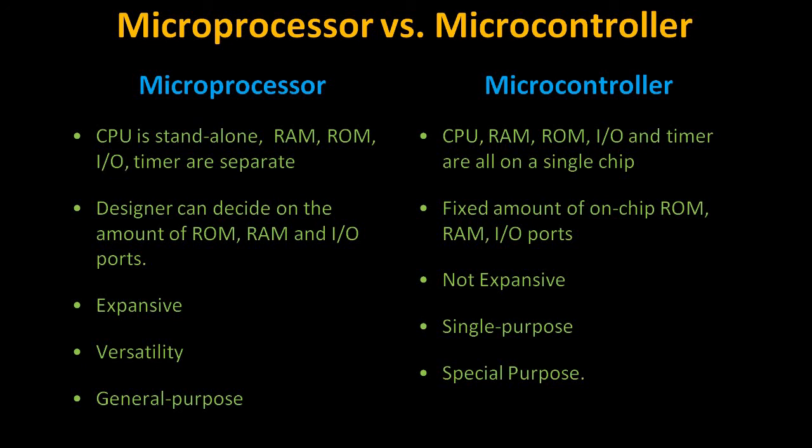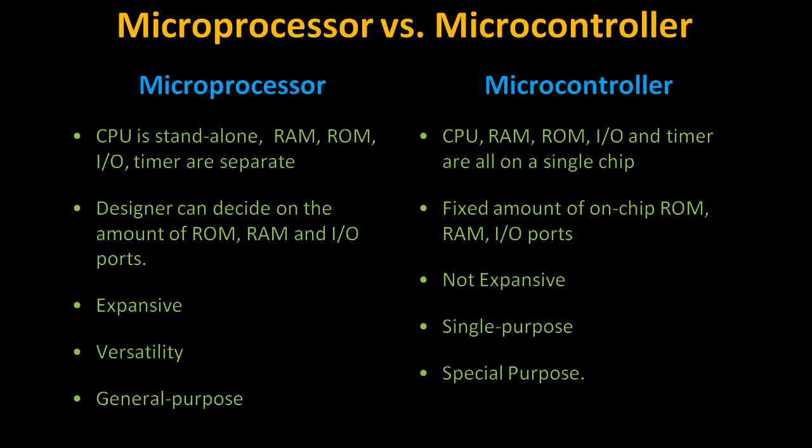Let us see the difference between microprocessor and microcontroller. In case of a microprocessor, the CPU is standalone, and RAM, ROM, input output and timer are separate. The designer can decide on the amount of ROM, RAM and input output ports. A microprocessor is expensive, it is versatile as you know, and it is of general purpose.